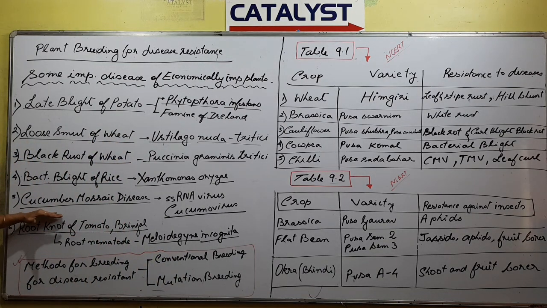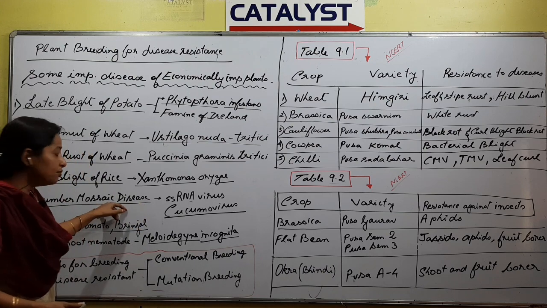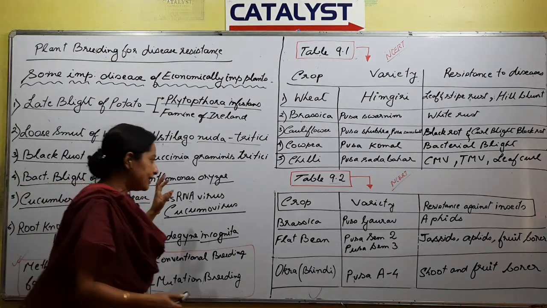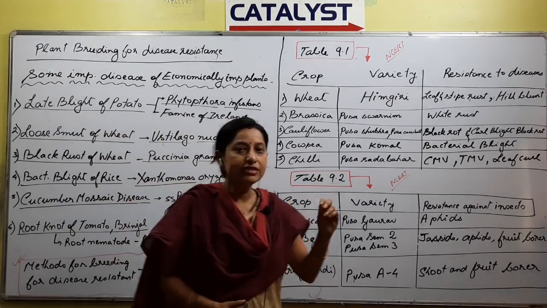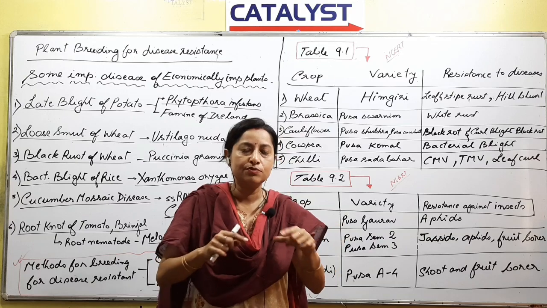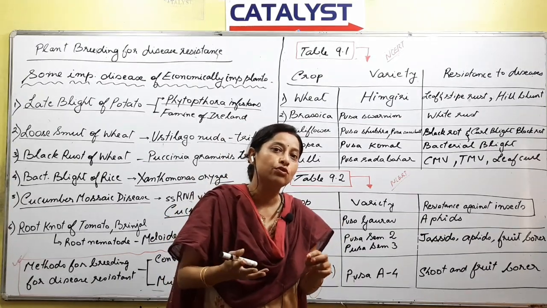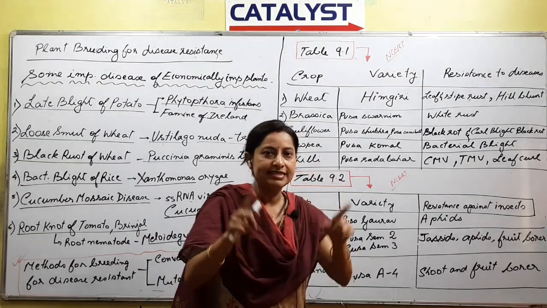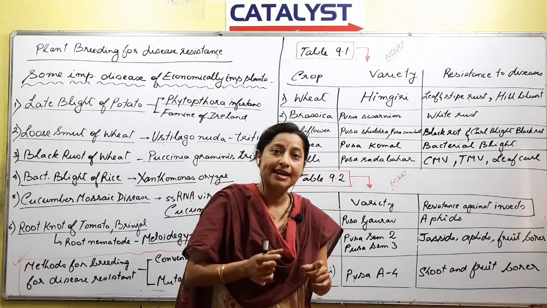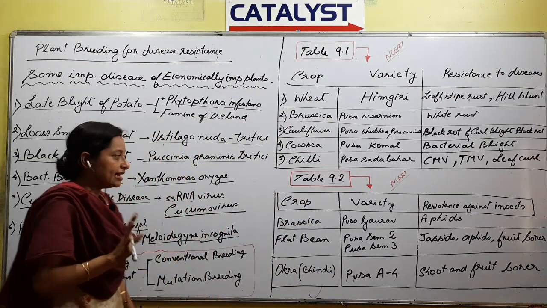Similarly, the next is cucumber mosaic disease. Cucumber mosaic disease. Cucumber we understand. What is mosaic? Mosaic, in simple words what we understand is patch, no? If you see certain types of patches, that is what is called as mosaic, right? Different colors in the same leaf, different colors in the same stem, right? That is what is called as mosaic. Uneven structures, uneven colors, right?